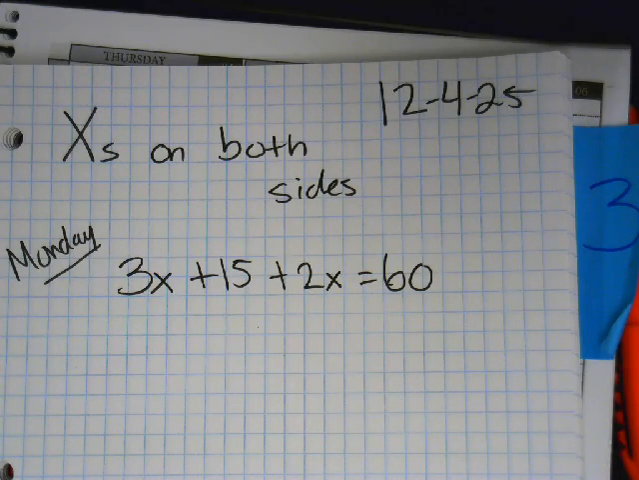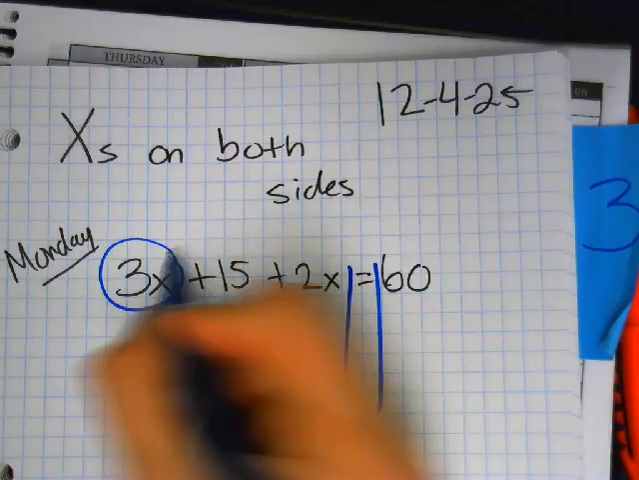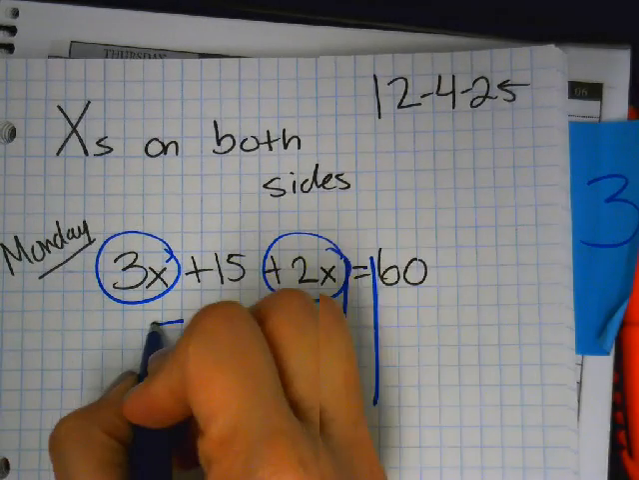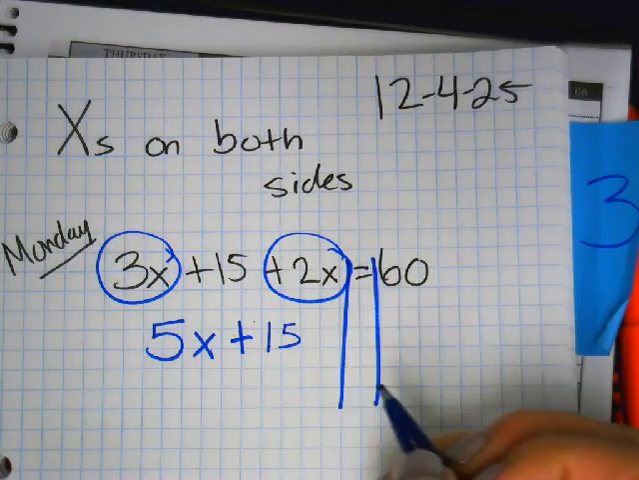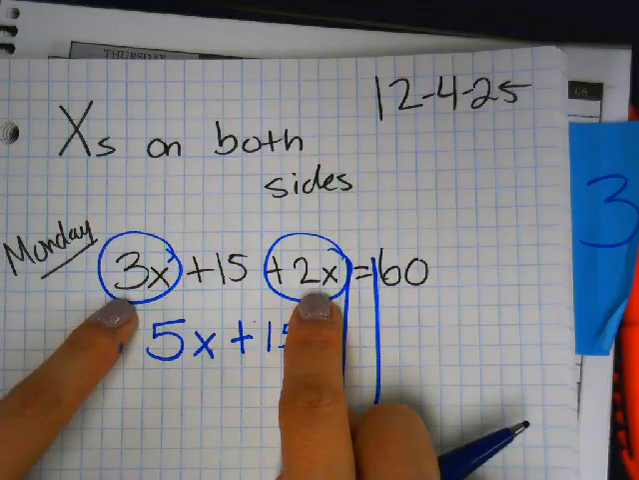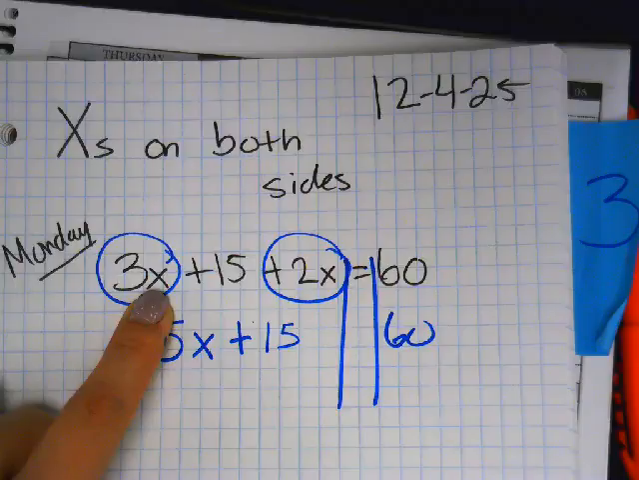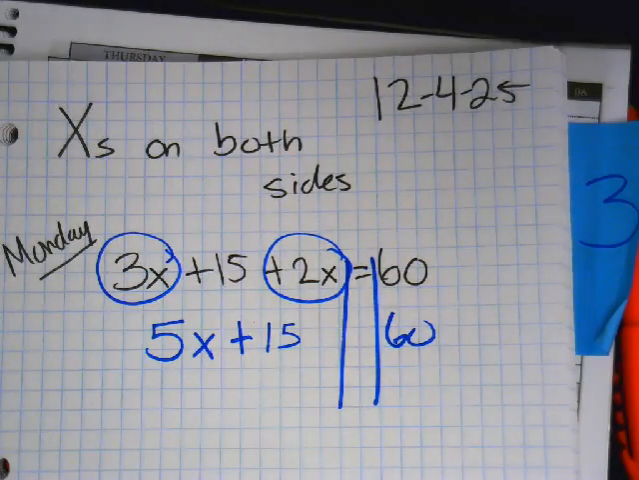So on Monday, I asked you to combine like terms. Put your X's together. So what's 3X plus 2X? So 5X. We're putting them together. So when we put them together, it's like I have 3 Jolly Ranchers and 2 Jolly Ranchers. How many Jolly Ranchers do I have together? 5. I have 5 Jolly Ranchers.